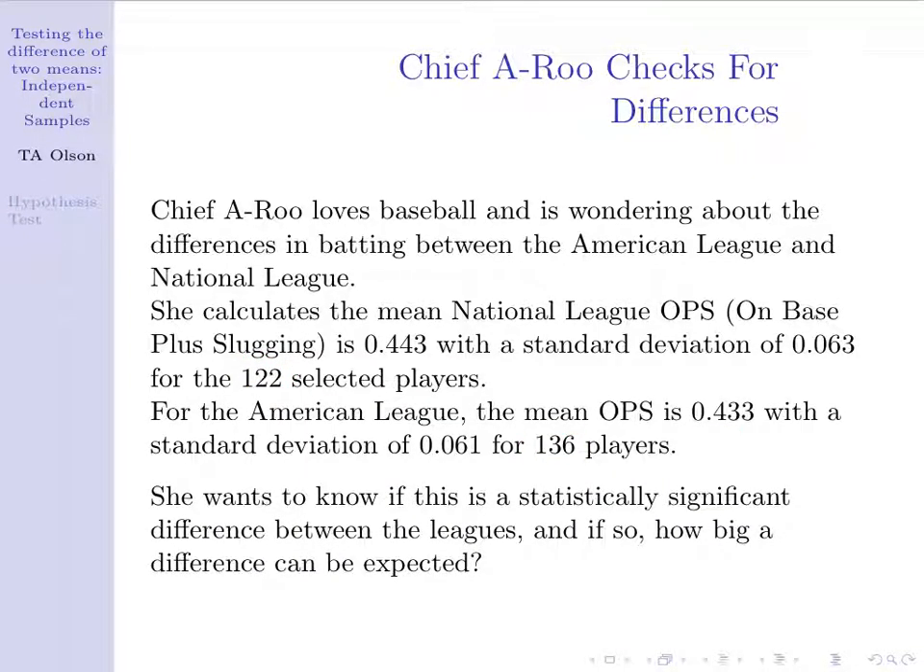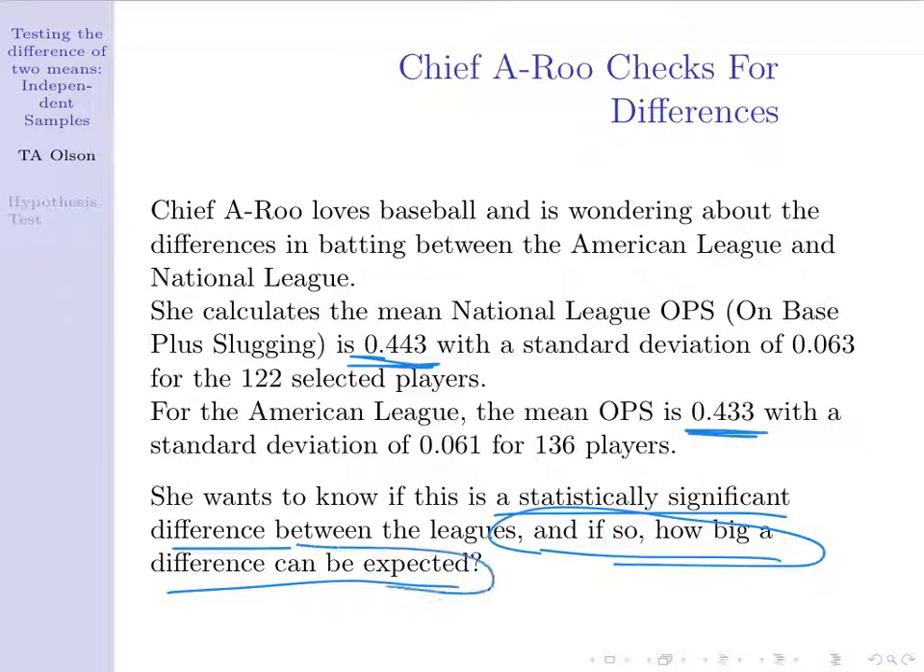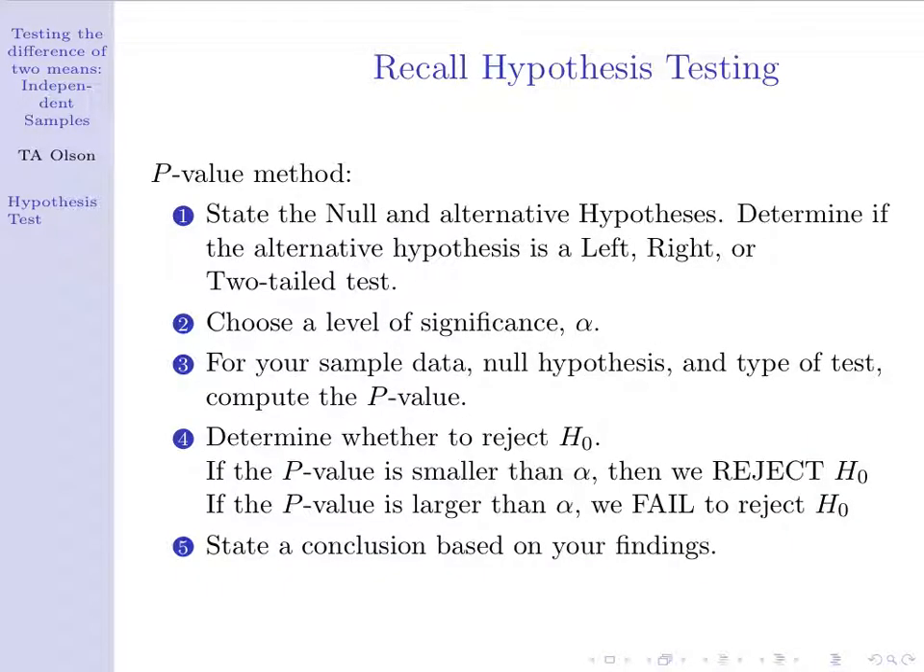And what she wants to know is, is this a statistically significant difference in the leagues? .443 and .433 are different, but is it different enough to matter? And if so, how big a difference can be expected? And this part we'll do in a shorter video coming up. To check whether or not our population means are reasonably expected to be the same, we're going to do a hypothesis test.